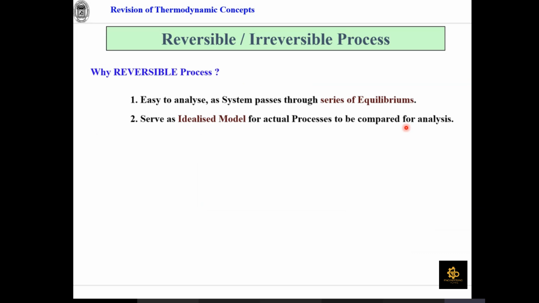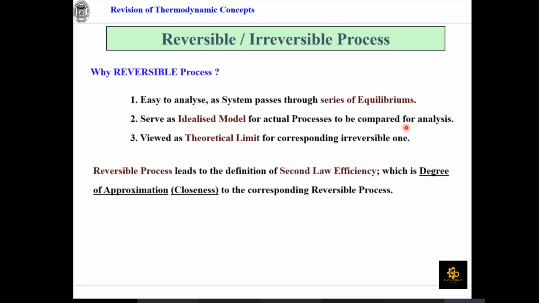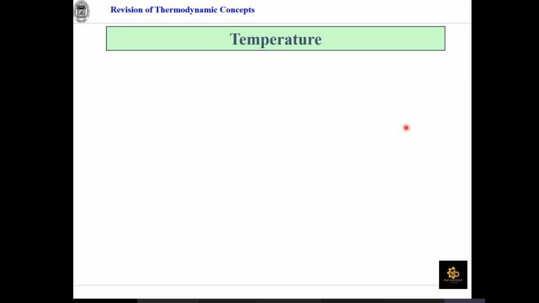Then why reversible process? Most of the thermodynamic systems you are dealing with in your thermodynamics course, we just idealize and assume that these are reversible processes. Why do we do that? Because it is easy to analyze. The system passes through a series of equilibrium states, and whenever there are equilibrium states, the problem becomes so easy. It serves as an idealized model for actual processes, to be compared for analysis, and is viewed as a theoretical limit for the corresponding irreversible one. So that's why we mostly assume the process is reversible rather than irreversible, because an irreversible process is very difficult to analyze.